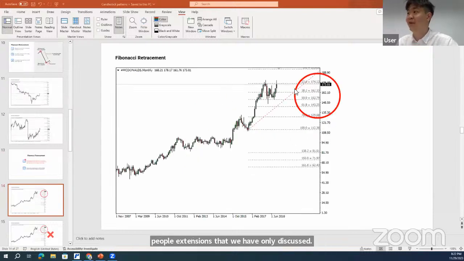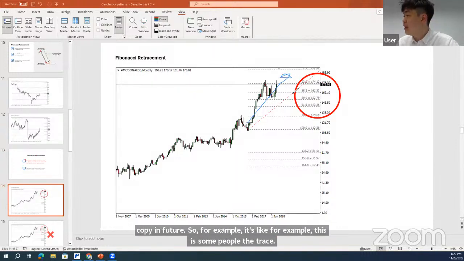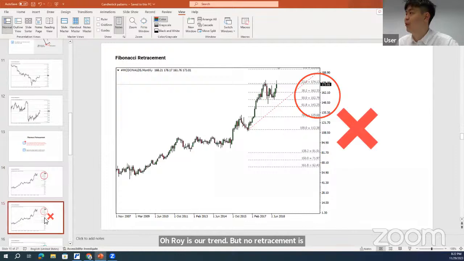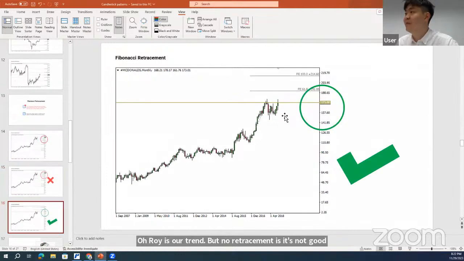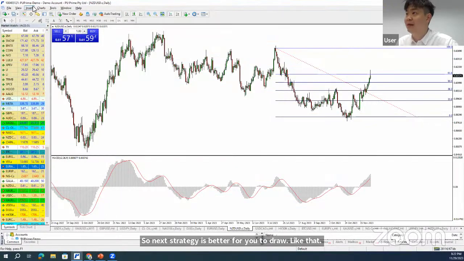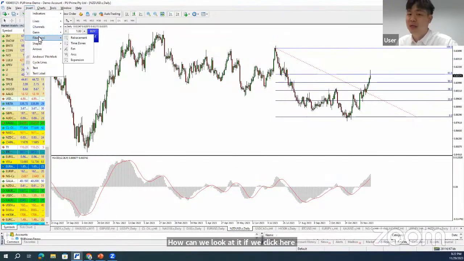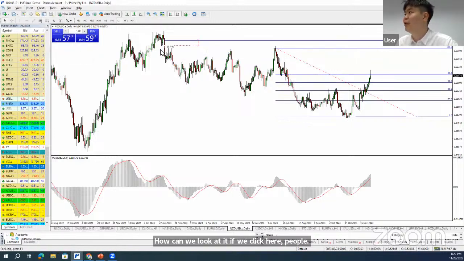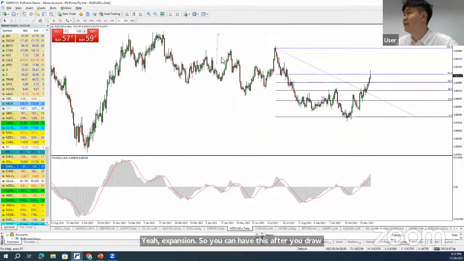So Fibonacci expansion is like, for example, this is a Fibonacci retracement. Overall, it's our trend, but no retracement. It's not good for you to draw the Fibonacci already. So the next strategy is better for you to draw like that. Fibonacci expansion. How we look at it is we click here, insert, Fibonacci, click here, expansion. So you can notice after you draw it, everything will come out. So this is how the Fibonacci expansion happens.